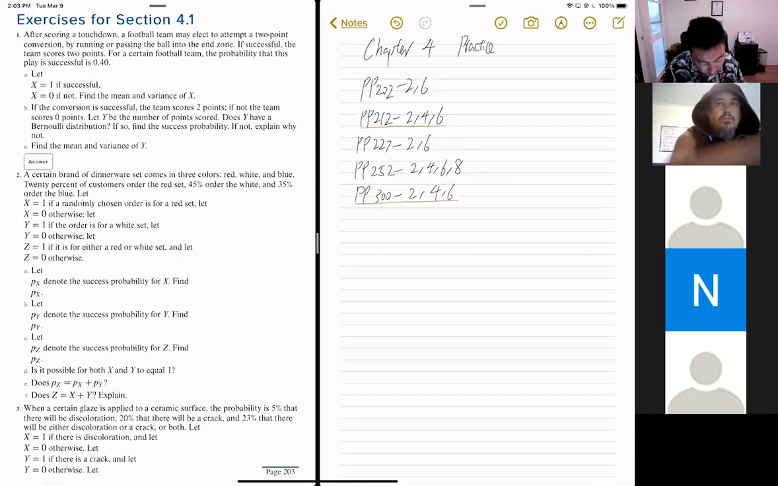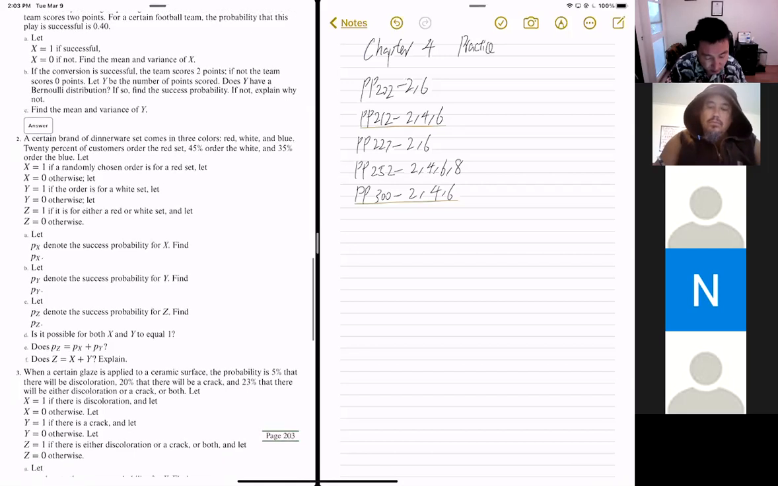So let x equal 1 if a randomly chosen color is a red set, and x equal 0 otherwise, and y equal 1 if the order is white, and otherwise y equals 0.